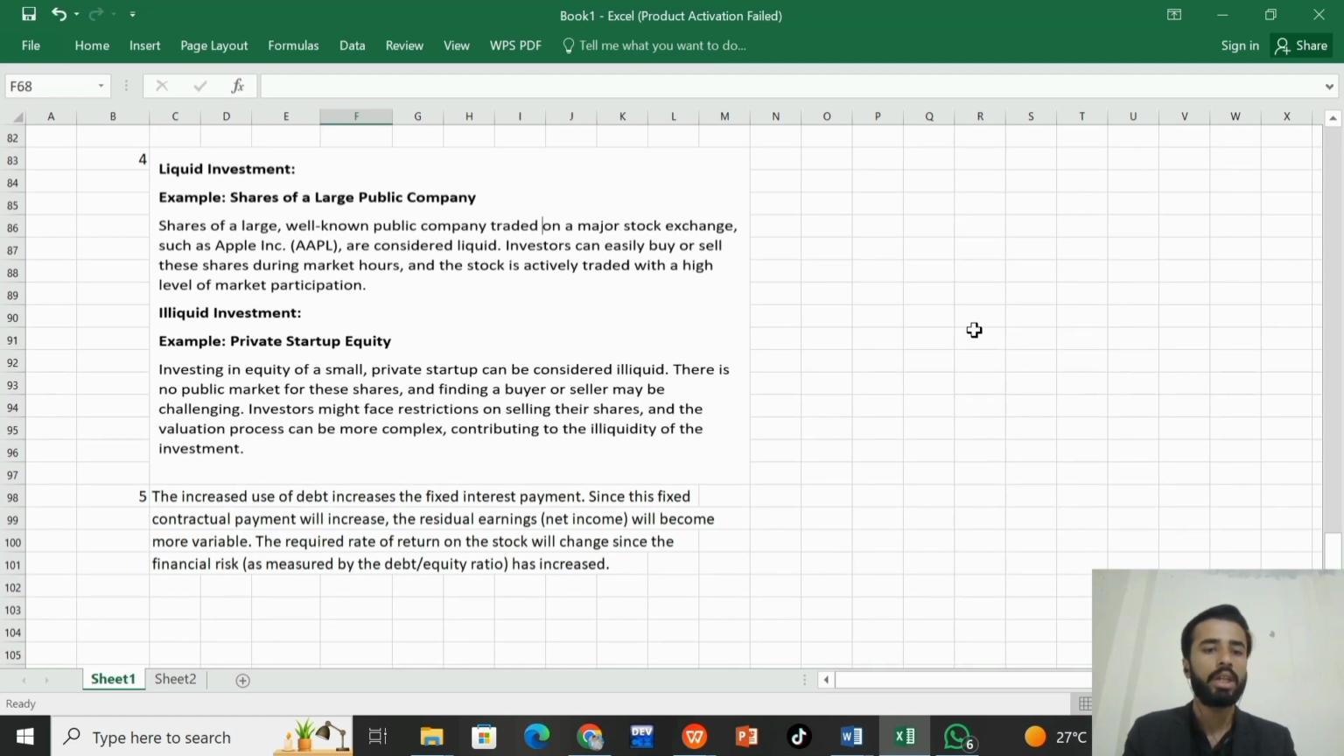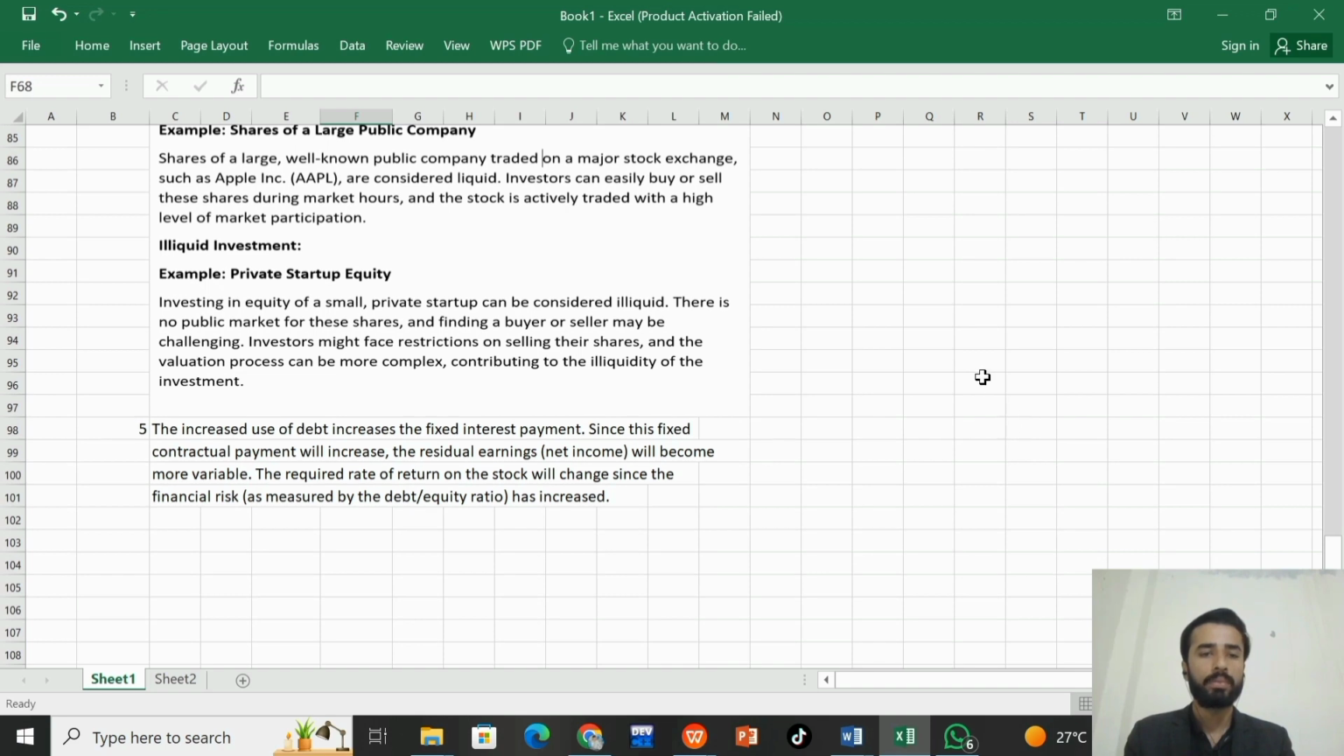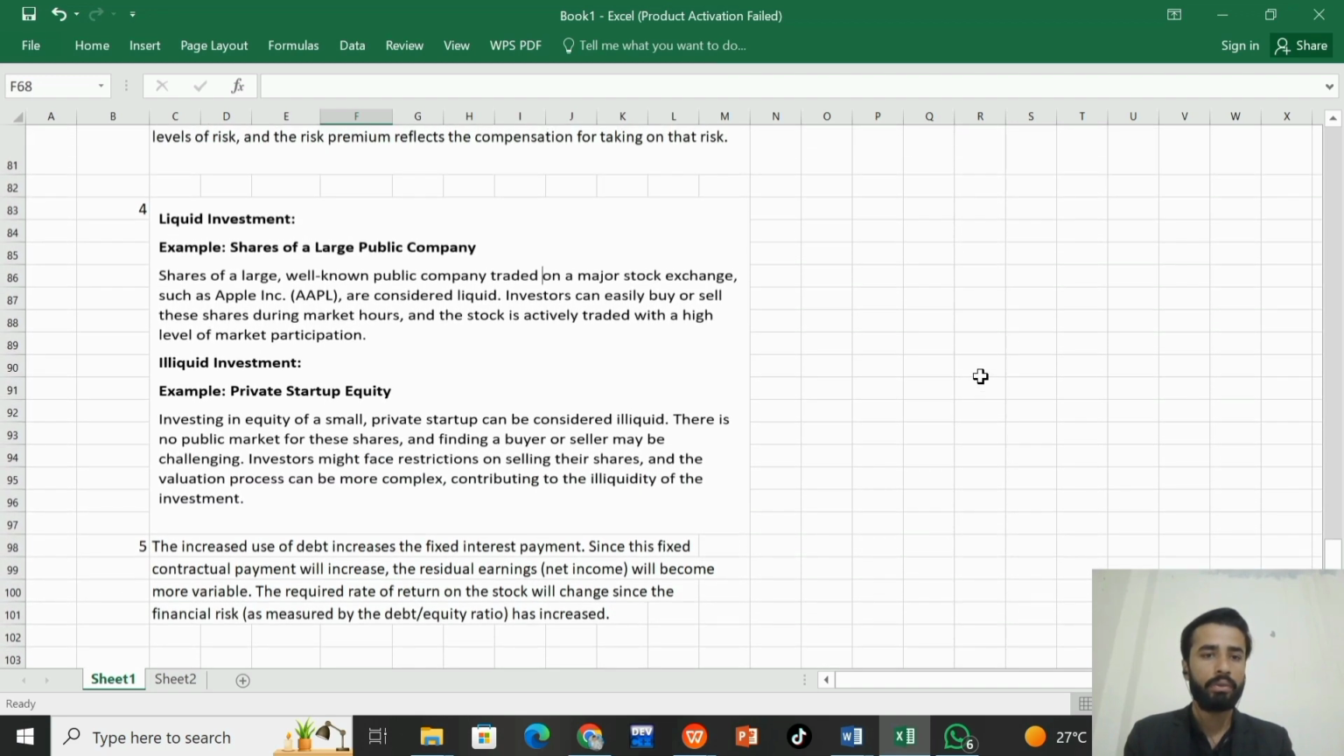For illiquid investments, I've taken private startup equity. Like when we invest in some private equity company, which is a startup, it is very difficult to sell its shares or part of equity at the current time. It may take some time. Maybe it is sold within hours, maybe it can take years. So these are two simple examples I've taken for liquid and illiquid investments.